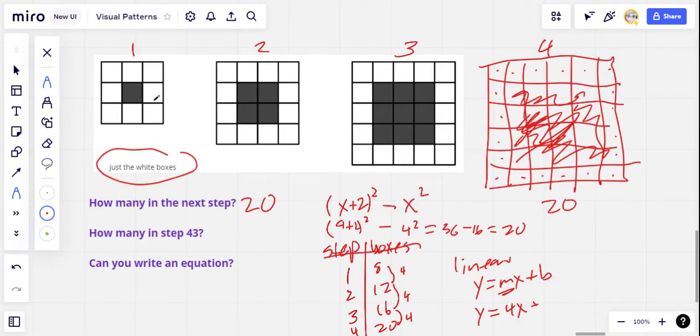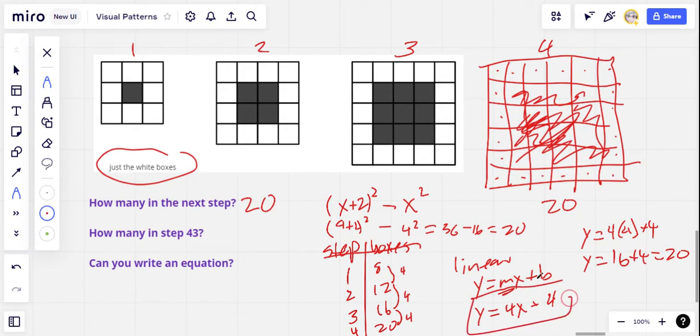In the first step, we have 8 boxes. So 4 times 1 would be 4. I'd need to add 4 to make that work out to get to 8. Let's see if that works with our prediction for step 4. So y equals 4 times step 4 plus 4. And 4 times 4 is 16 plus 4. Yeah, that equals 20. So this is a lot simpler than this. What's going on here? Why do we have two different equations that both seem to work?